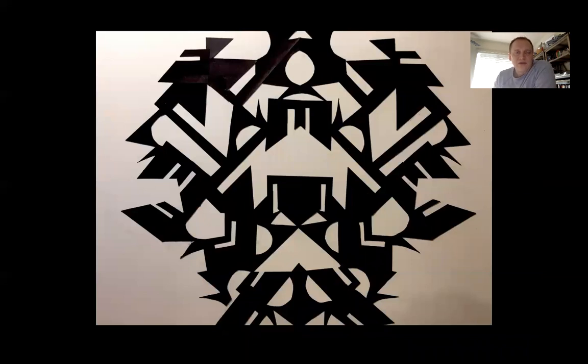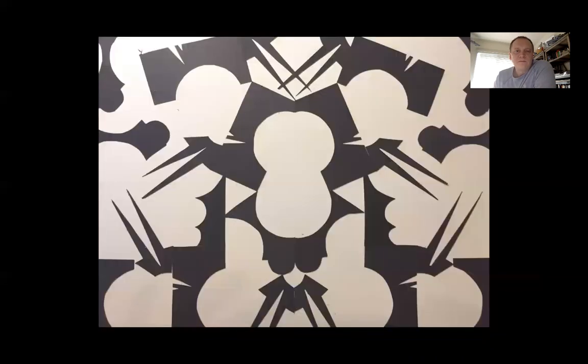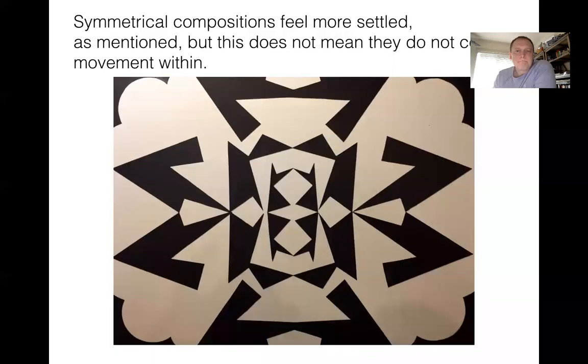There's some definite imperfections here with the technique, but this is a student work and it's like what you'll be doing. It doesn't mean that they don't contain movement. It just feels like they're a bit more locked in.